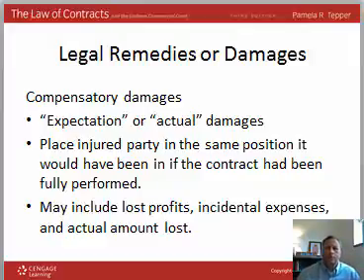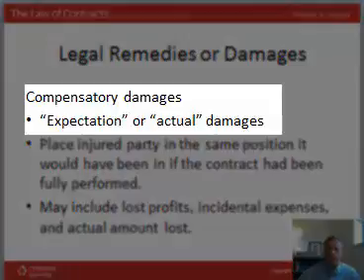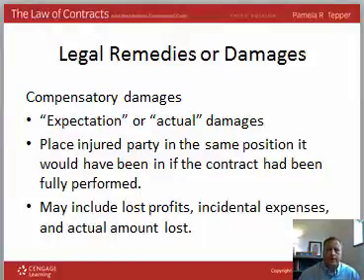The first and most common type of damages we see in contract cases are called compensatory damages. And these are the actual sums of money a party has lost as a result of non-performance by the other party to the contract. They're also known as actual or expectation damages. And what the court is trying to do here is put the injured party in the same position it would have been had the contract been performed.